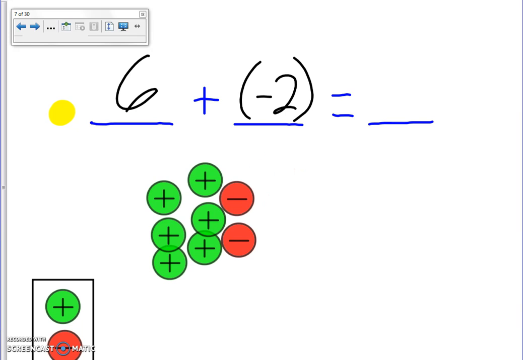And I'm going to hit pause in the video. Raise your hand, have a discussion with your teacher. What do you think the sum is? Hit pause in the video and talk about it.